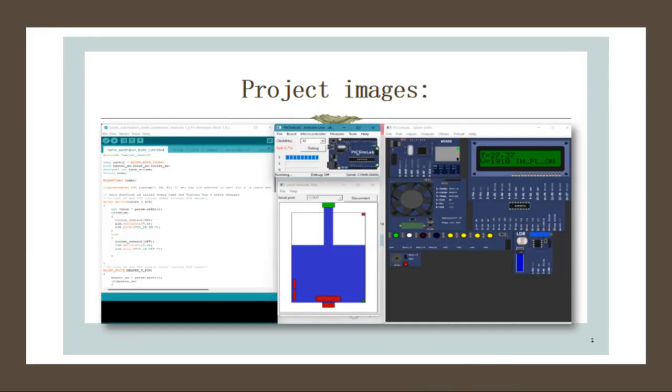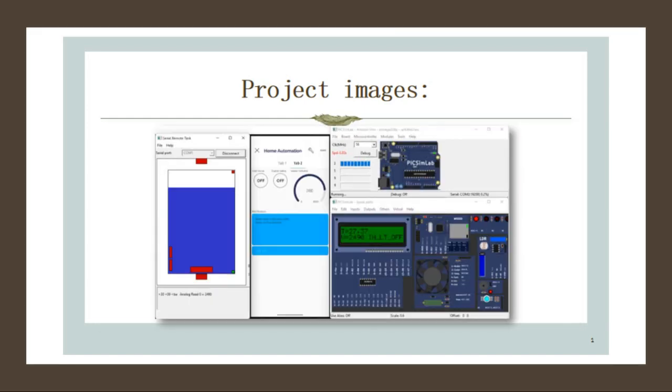These are the project images that we have attached. As you can see, one of the pictures shows us the tank level. Similarly, we can see the CLCD that we have also kept, and the fan shows us the temperature system that we have created. Moving on, again we can see it much clearer. This includes the snapshot from the mobile that shows us the home automation and images from the PICSimLab and the tank.